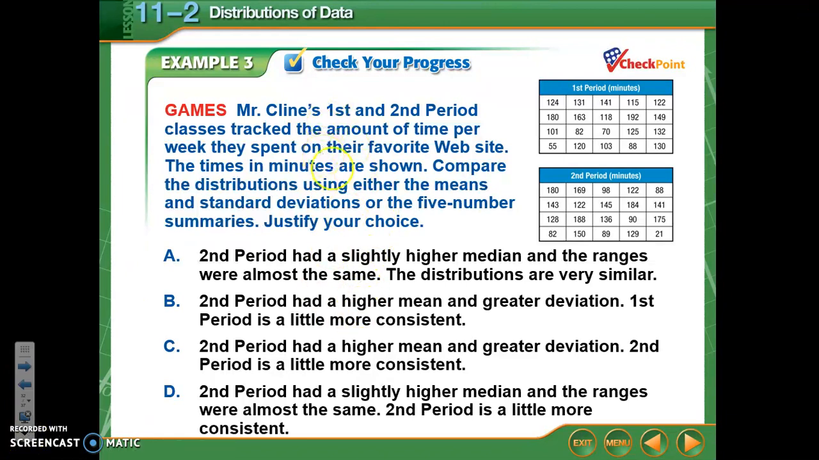All right, so I want you guys to try this one. Again, use your graphing calculators to get the histograms, and then to get the mean and the standard deviation or the 5-number summary, depending on what you need.